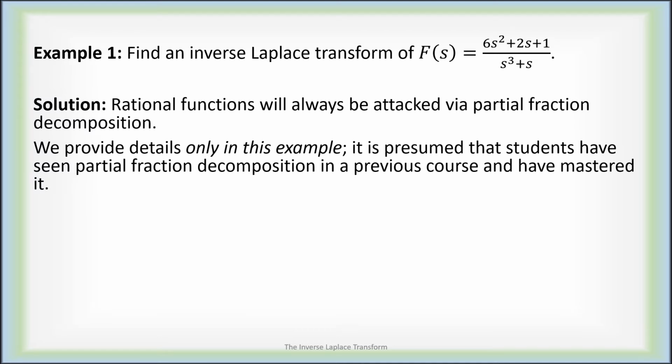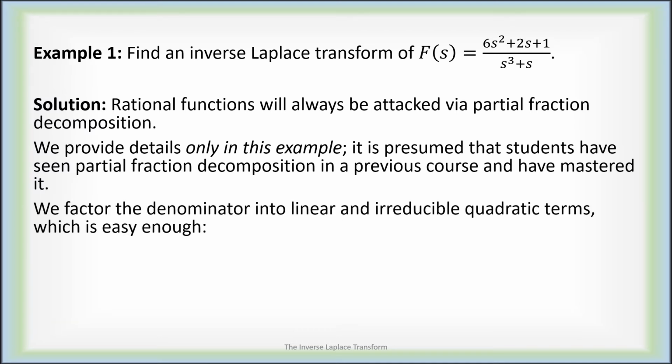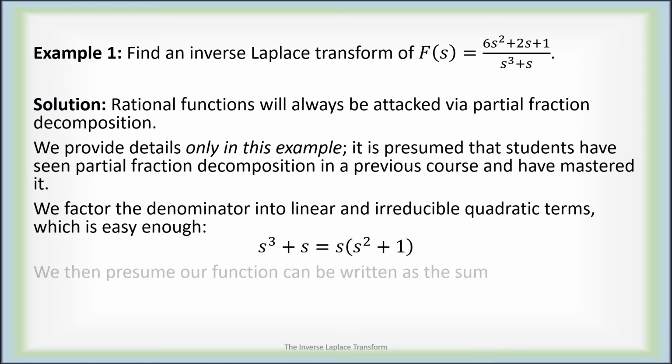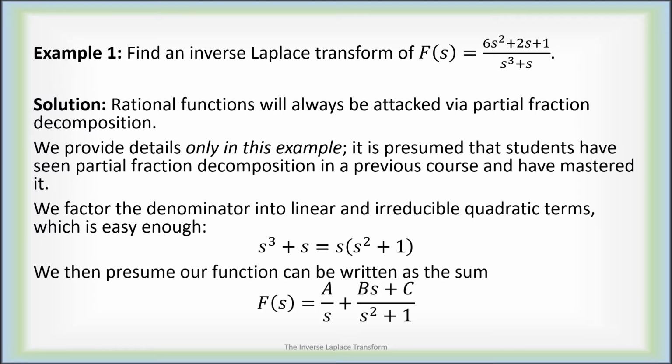inverse Laplace transforms. So we factor the denominator into linear and irreducible quadratic terms. That's easy enough. It's just s times s squared plus 1. Since s squared plus 1 has no real roots, that cannot be factored further. So then, we're going to presume that our function capital F of s can be written as something over the linear term s plus something else over the irreducible quadratic s squared plus 1.